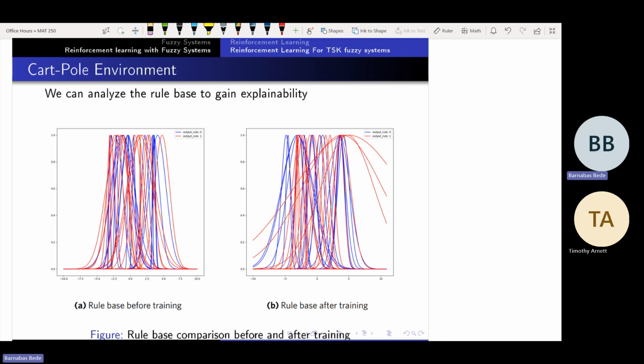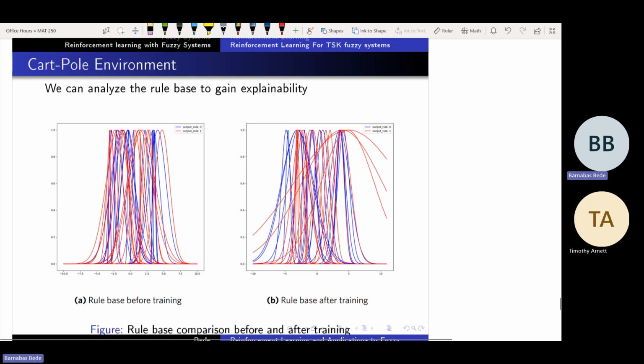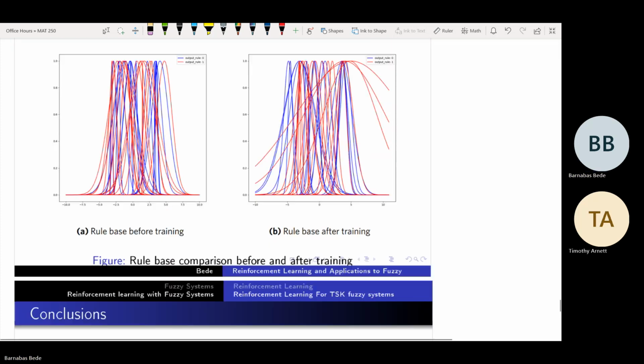Does it learn correctly? Do the rules begin to agglomerate around certain values? Yes. That's the lesson learned from this picture. We can see that something is differentiating the rules when you go left from the rules when you go right, and that basically makes the system work.